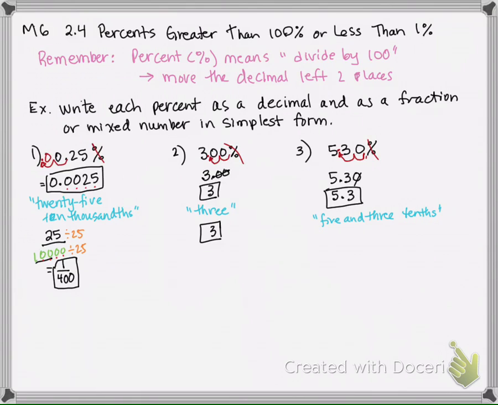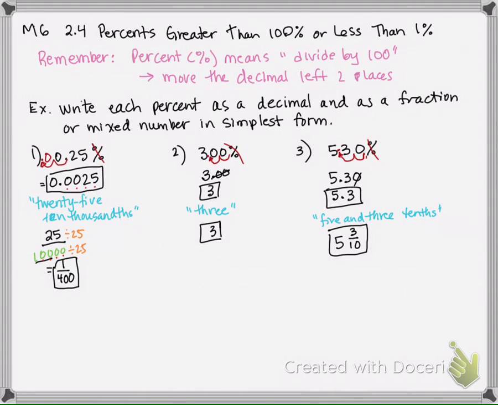So we're going to write it as 5 and 3/10. Now 3 can't go into 10, so that's as far as my answer can go. That's it. That's us dealing with percents and going to decimals. Now we're going to go the other direction to decimals and fractions.